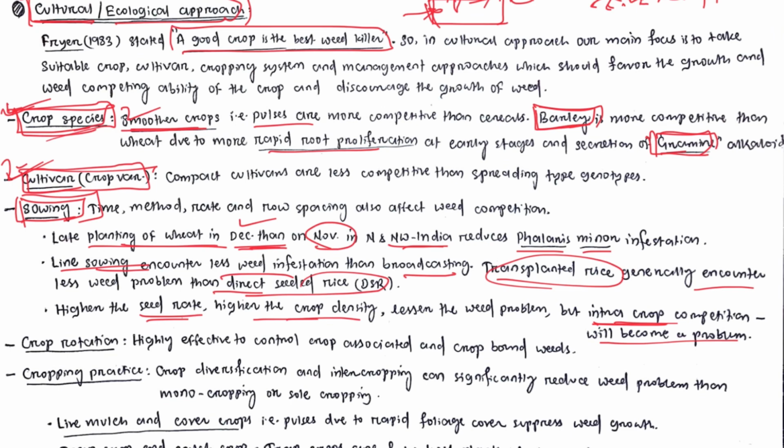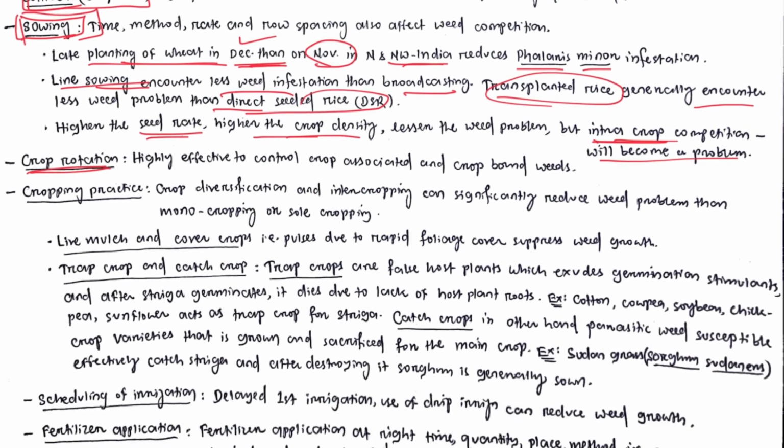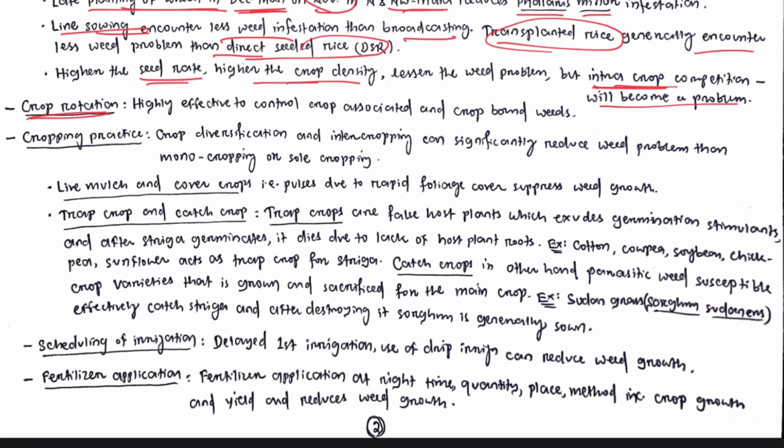will be more. Then if we do crop rotation, we can also manage the weeds in our field, because if we grow the same crop again and again, there will be a problem of crop associated weeds as well as crop bound or parasitic weeds, if there are any. But if we rotate the crop, we are checking the growth of the same weed again and again. If we are diversifying and rotating the crop, we can control the weeds as well.